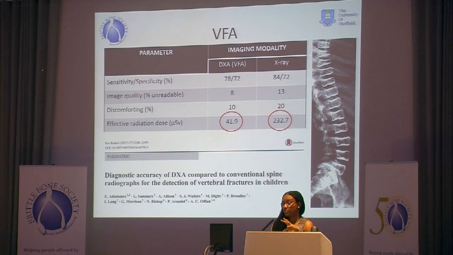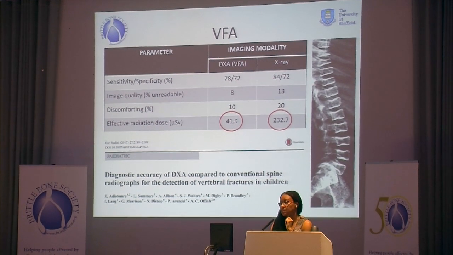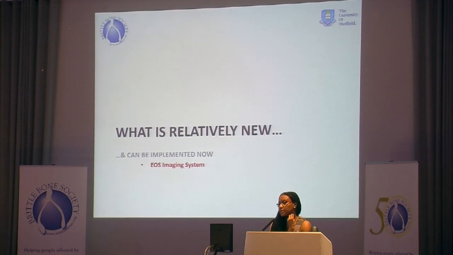So really, these DEXA machines are widely available now, and there's no reason why any of our children should be having spine radiographs routinely and consistently when they can be having DEXA VFA. The other thing that's relatively new that can be implemented now is the EOS imaging system.